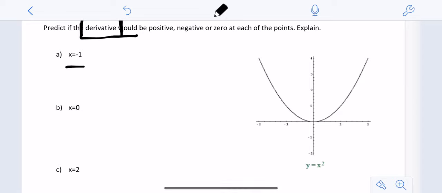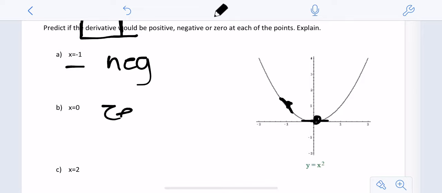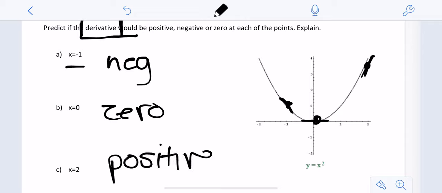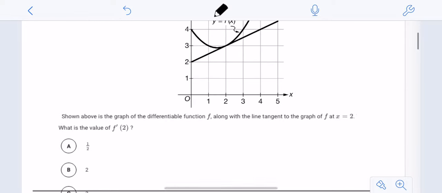So at x equals -1, this has a negative slope, because your slope there is negative, right? The slope of the tangent line is negative. At 0, that's a turning point. That has a 0 slope. Slope of the tangent line is 0. And at 2, slope of your tangent line is positive. So this would have a positive slope. So again, anytime we're talking about derivative, we're talking about slope.